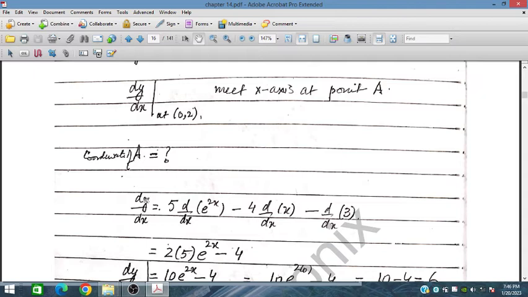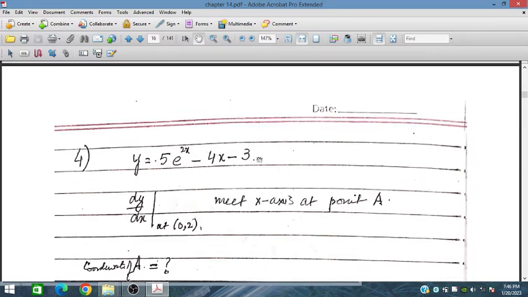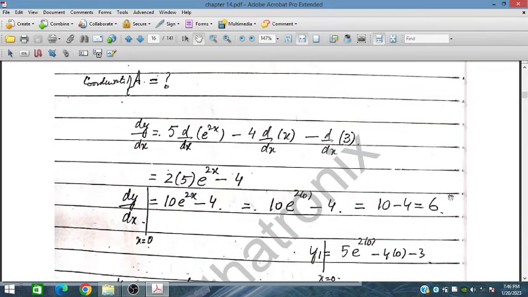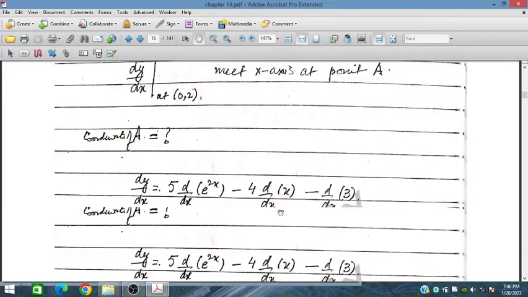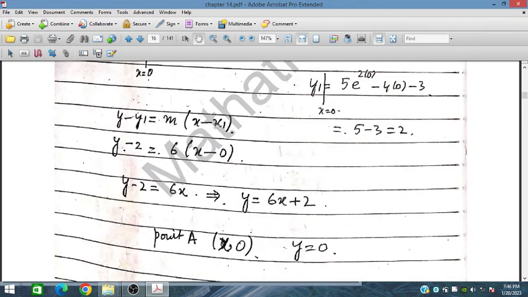So dy by dx is obtained as this: 10 e power 2x minus 4. We have to find it at x is equal to 0. So at x is equal to 0, this value is obtained as 6. For x is equal to 0, we have to find y1. So place x is equal to 0, and y1 is obtained as 2. So y1 is 2, m is 6 here, and x1 is basically 0. Placing these, we obtain this equation.